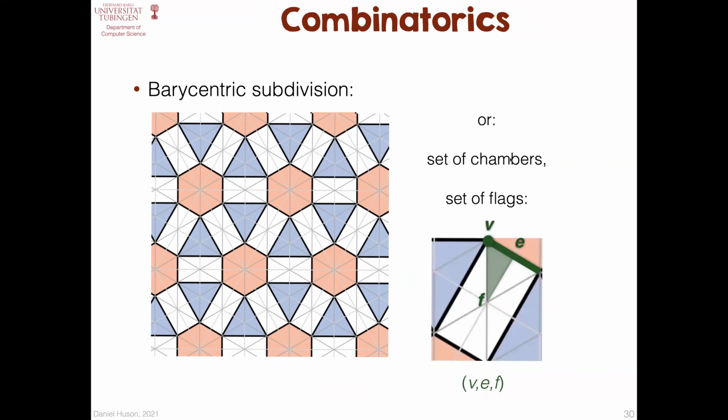It's sometimes also called a chamber system in the context of the theory of buildings. Or another way to think of this is a set of flags, where a flag is a triple, in this case, a vertex contained in an edge contained in a face. So each flag has a 0, a 1, and a 2-dimensional component. And there's exactly one other flag that differs in exactly one of those three components.